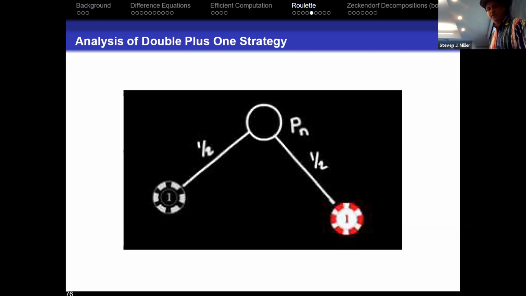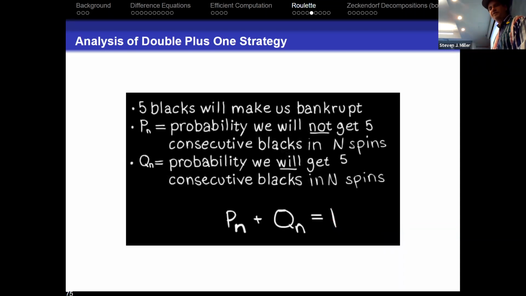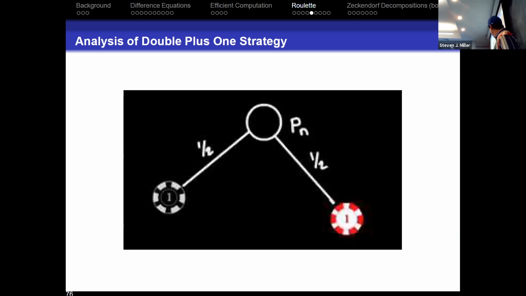We want to calculate the probability. So Pn is the probability we don't get 5 consecutive blacks. Our first spin here is a red. Our first spin on the other side is a black. We have n minus 1 spins left. Given that the first spin is a red, what's the probability we don't have 5 consecutive blacks in the remaining n minus 1 spins? This is the hardest part of the problem.